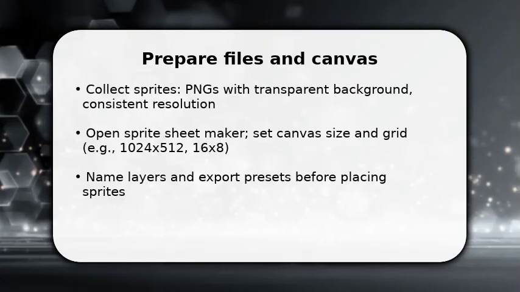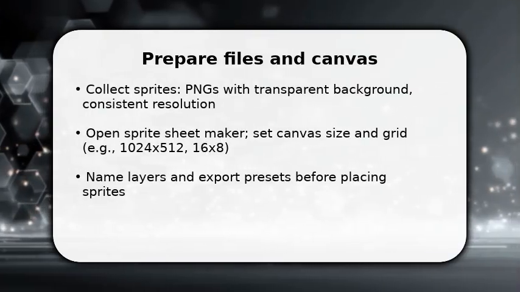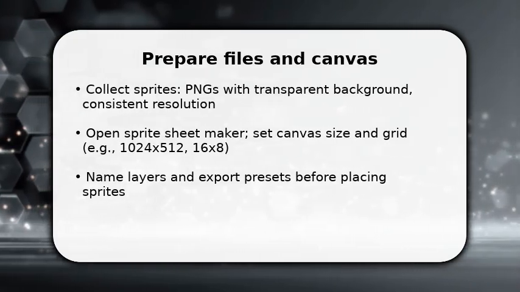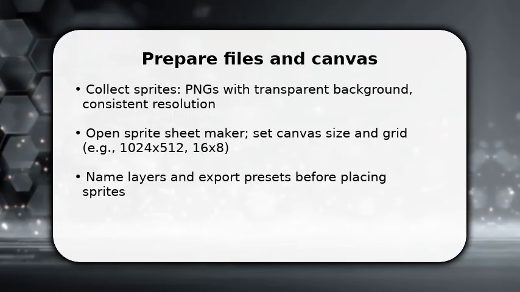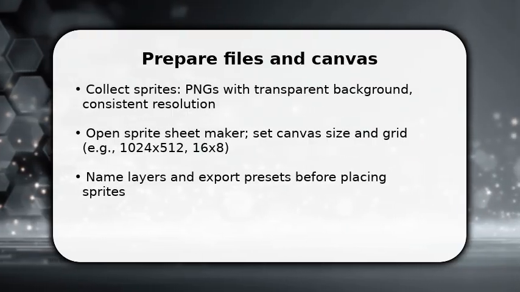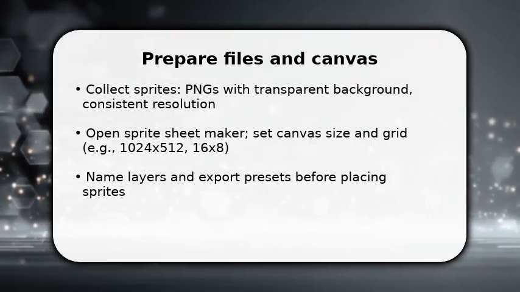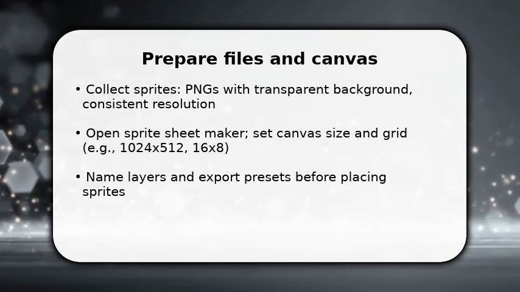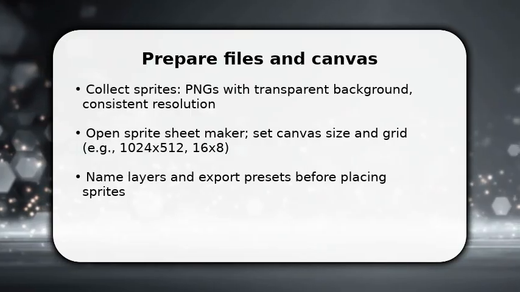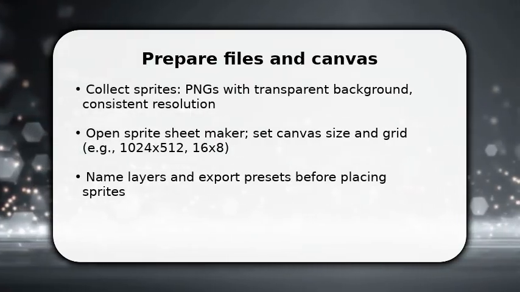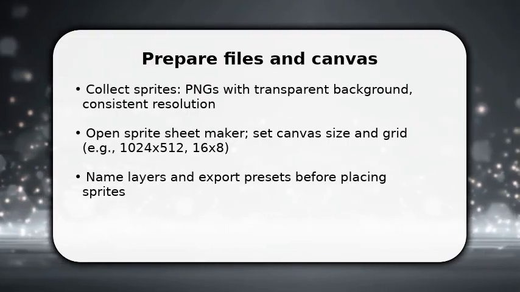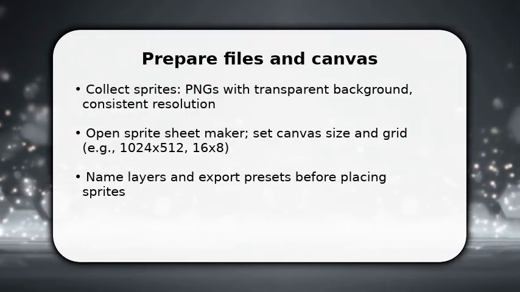Enjoy the video. You start by gathering the animations you need and confirming they share resolution and transparent backgrounds. Open the Sprite Sheet Maker, set the canvas size and the grid to match frames per row and column, and create an export preset for your engine. Once done, import PNGs in logical order. Make sure to name layers or folders so you can find idle, walk, and attack animations quickly. This saves time and prevents misplaced frames later.